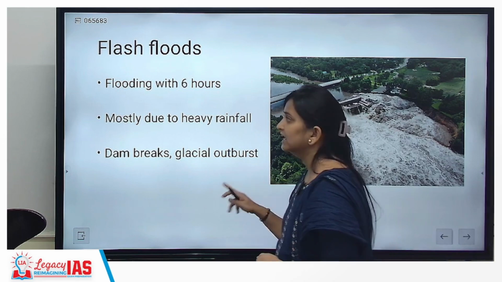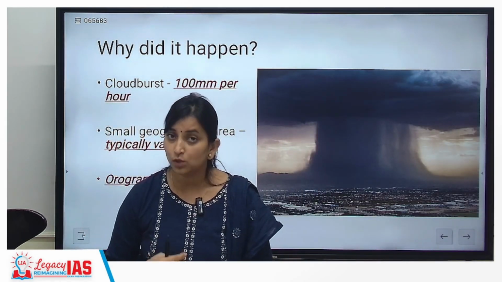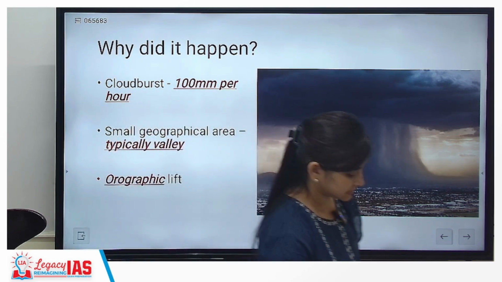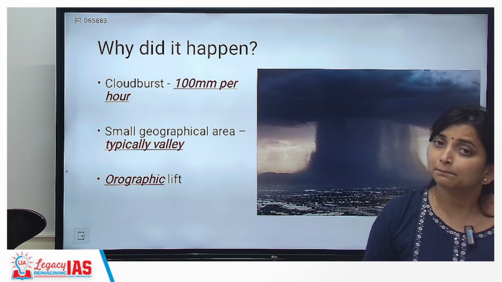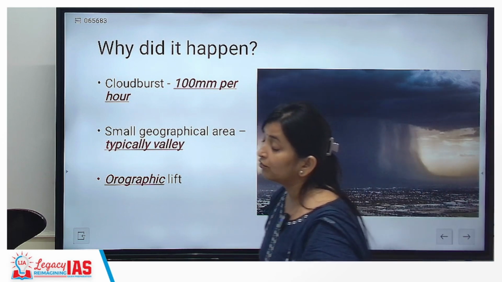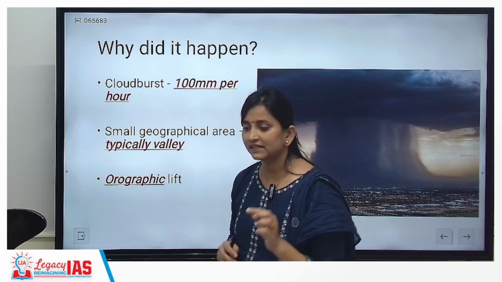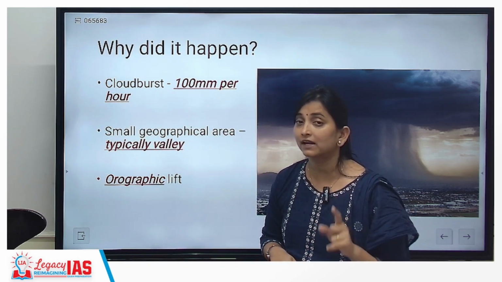In this case, it is expected that most probably this flash flood has taken place because of cloudburst. If not for cloudburst, there are also some of the scientists who are apprehensive about this fact that it might not just be cloudburst, it can also be the breaking of a glacial lake. So what is a cloudburst? Cloudburst's technical definition is more than 100 mm of rainfall per hour.